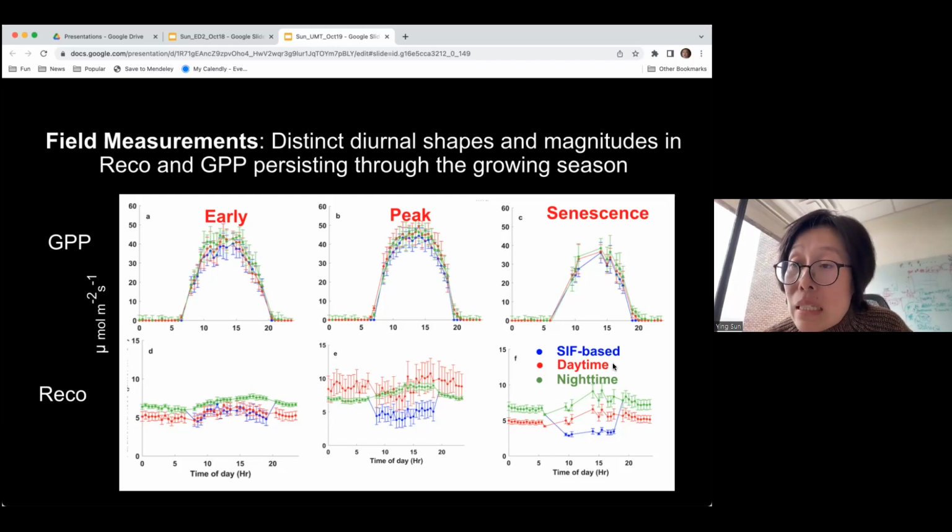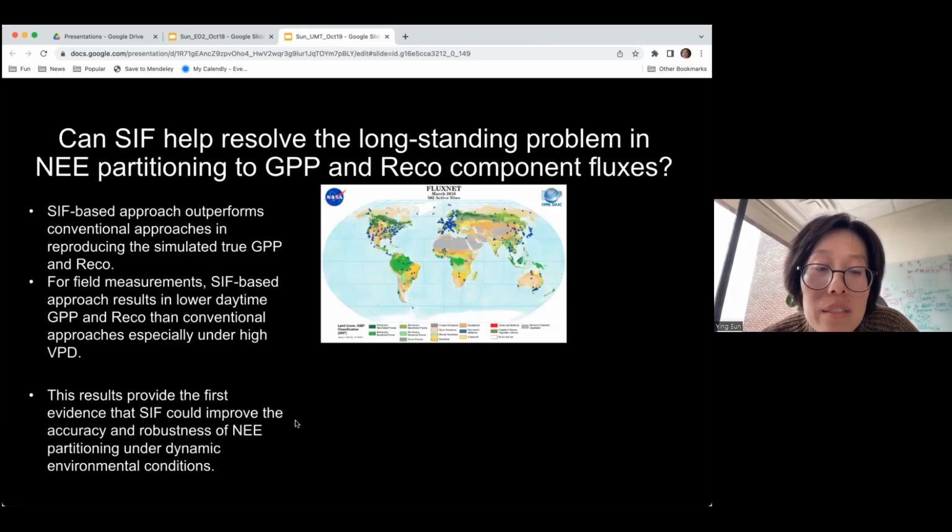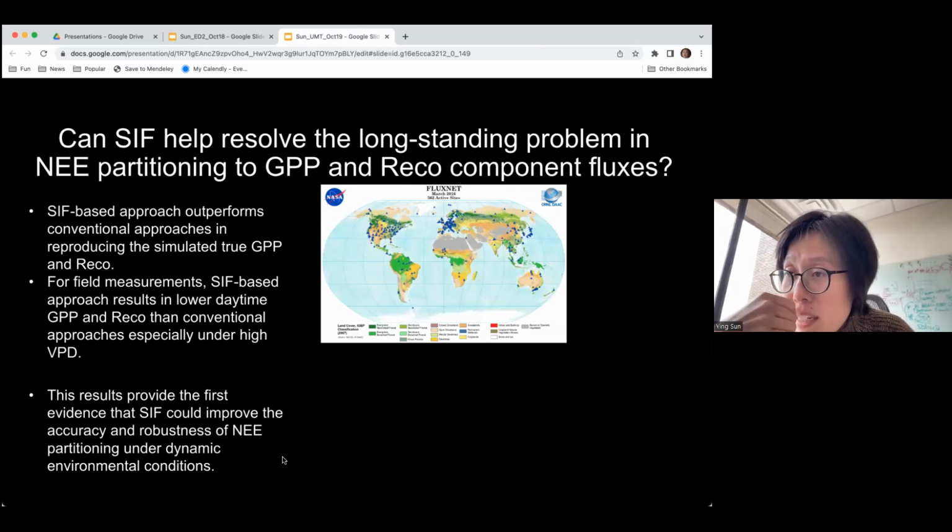That means we need to really test our approach at other sites where concurrent measurements of eddy covariance NEE and also SIF are conducted. Then we can determine whether this pattern holds and why it holds, or whether this is due to the Kok effect. So what is the implication here? We used both synthetic simulations and field measurements to demonstrate the differences and the benefits of using SIF to help the NEE partitioning. And this is the first evidence showing the accuracy and the robustness of our approach.